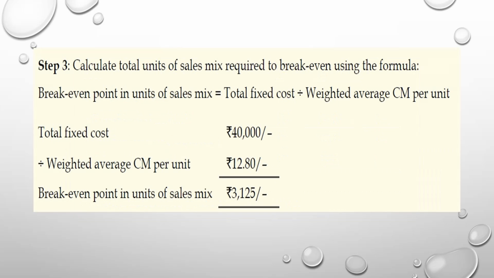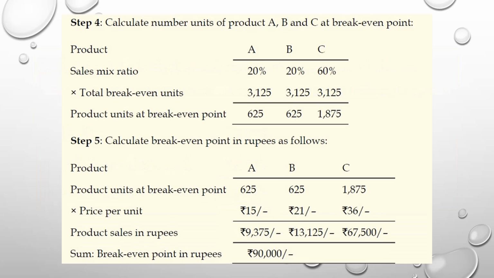Now we'll move to step 3. Here we'll calculate the break-even point in units of sales mix. The BEP is equal to total fixed cost divided by the weighted average contribution per unit. Total fixed cost is given in the question, and the weighted average we calculated in step 2 as 12.80. So we have to divide it: 40,000 divided by 12.80. We got the answer 3125 as the break-even point in units of sales mix. That's what we got in step 3.